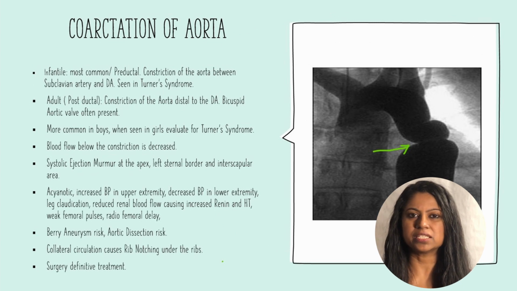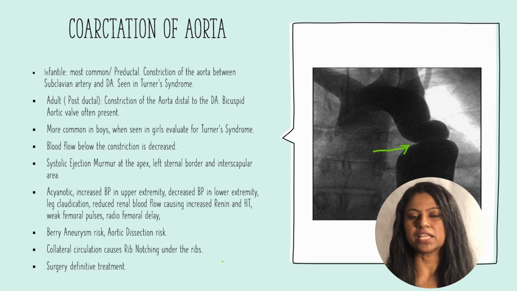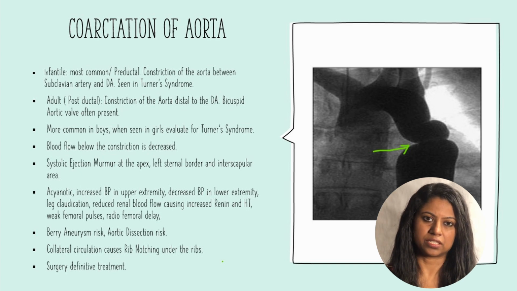Coarctation of aorta is a constriction or narrowing of the aorta. It is of two types: preductal, which is more common and is also called infantile, versus postductal, which is less common and is seen in adults. In preductal coarctation of aorta, the constriction is proximal to the ductus arteriosus. In postductal coarctation, the constriction is distal to the location of the ductus arteriosus.